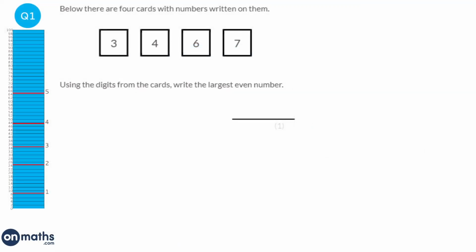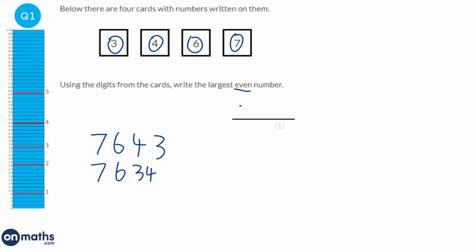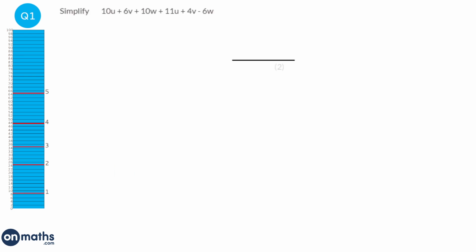For us to create the largest number, we need to pick the biggest digits for the start of the number. So the biggest digit is 7, then 6, then 4, then 3. But the question says it wants the largest even number, so we need to just swap the last two around to make sure that it is even. So our answer is 7,634.